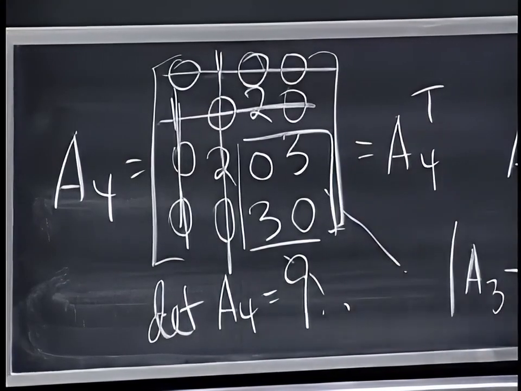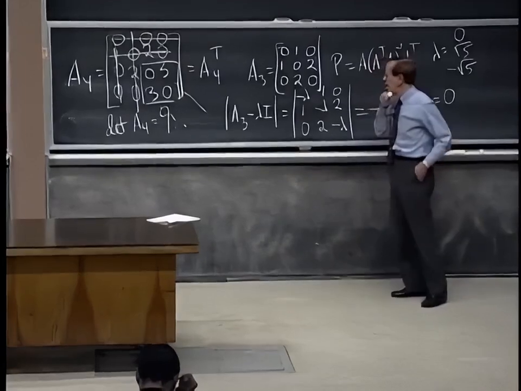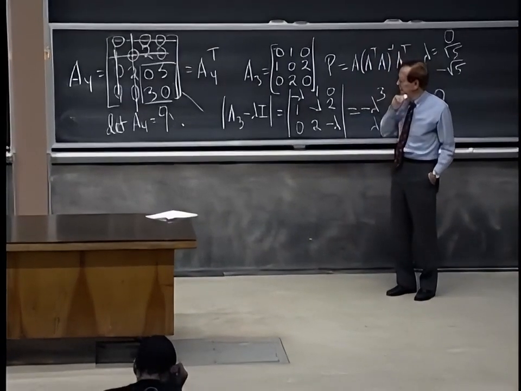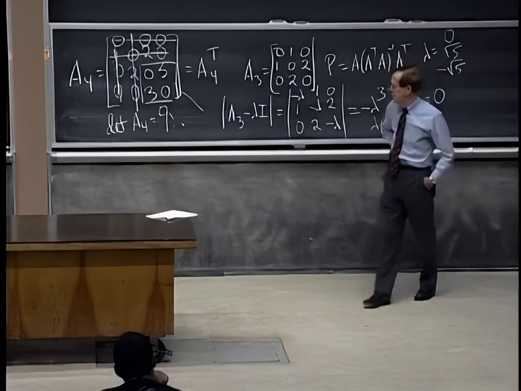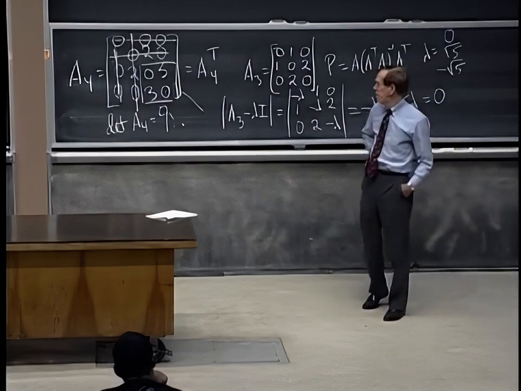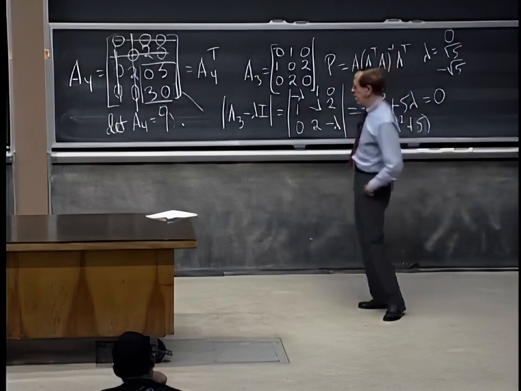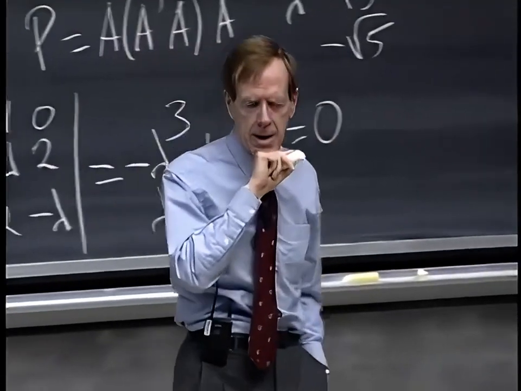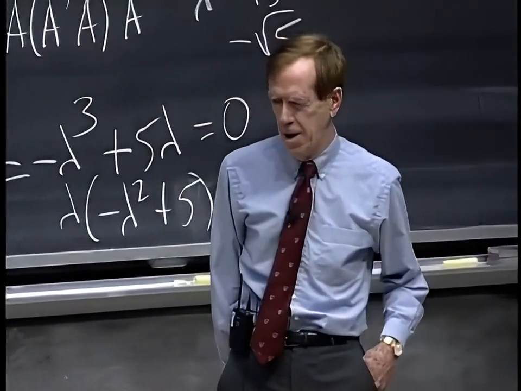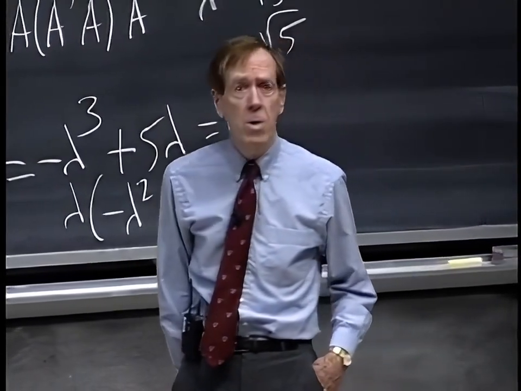Okay. My guess is, I'll put that on the final this year, probably the odd-numbered ones are singular and the even-numbered ones are invertible. And I don't know what the determinants are, but I'm betting that they have some nice formula.